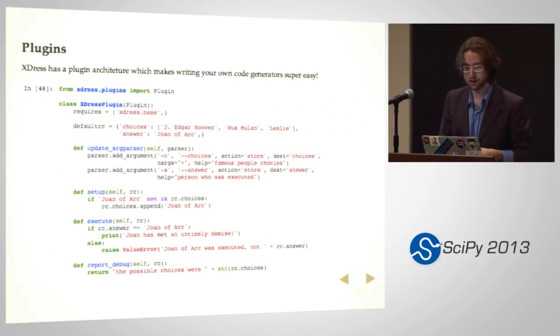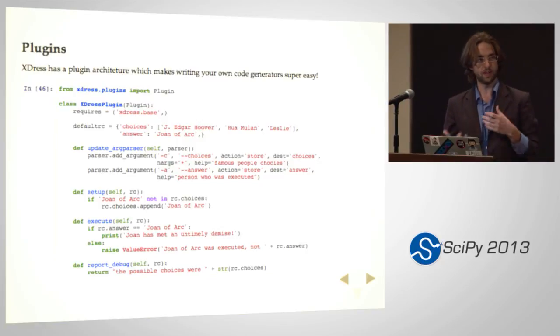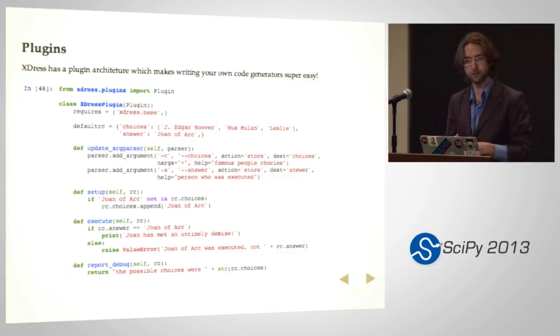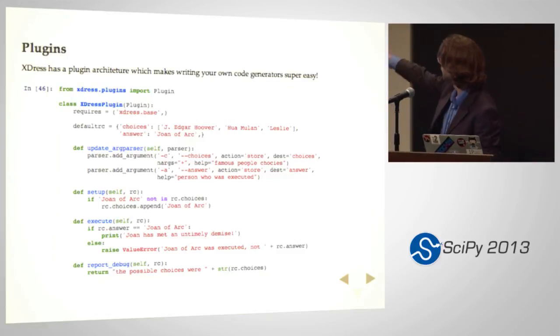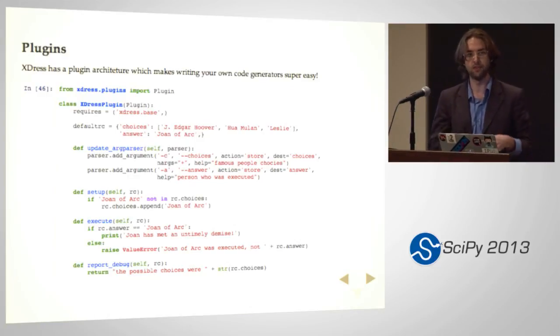And then to wrap up here, if you want to have your own plugin, if you want to expose your own code generator, you just write a very simple plugin that implements this interface and stick something with the name XDress plugin somewhere in some module. And then the whole architecture that you've seen, you have access to.